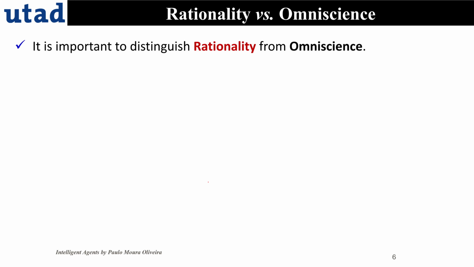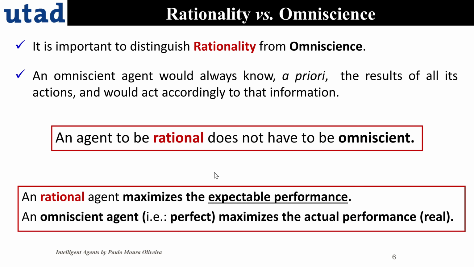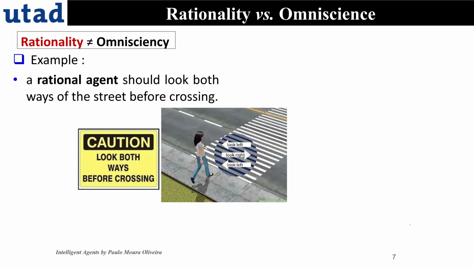But it's very important to distinguish rationality from omniscience. An omniscient agent will know always, at any time, a priori what the results of its actions will be. So, an agent to be rational doesn't have to be omniscient. A rational agent maximizes the expected performance. An omniscient agent, which means perfect, maximizes the actual performance, the real one, because it knows what the result of the action will be.